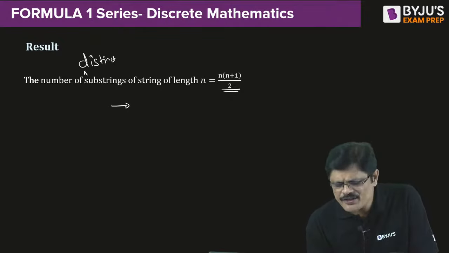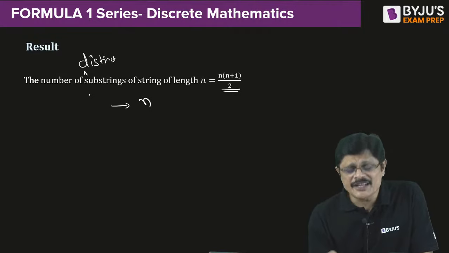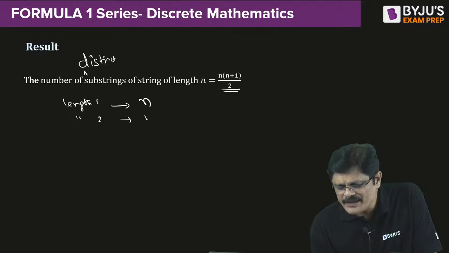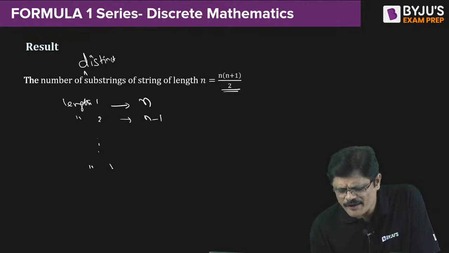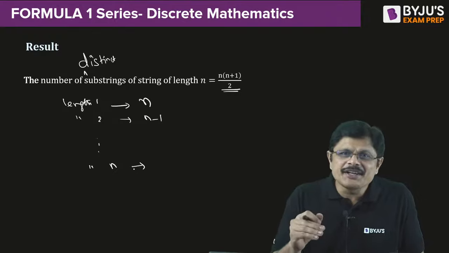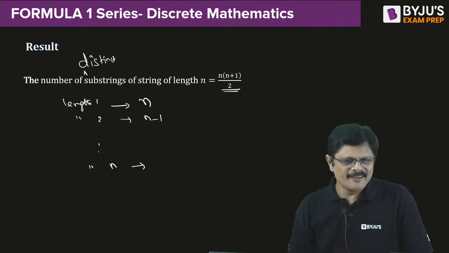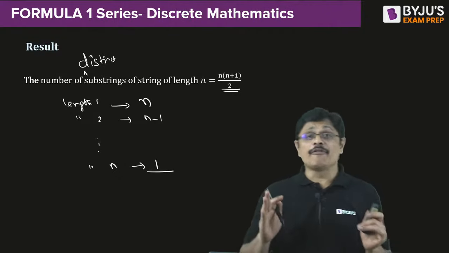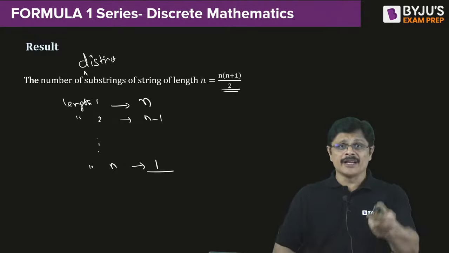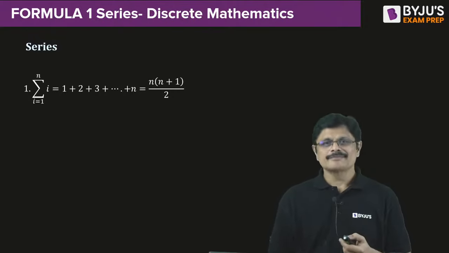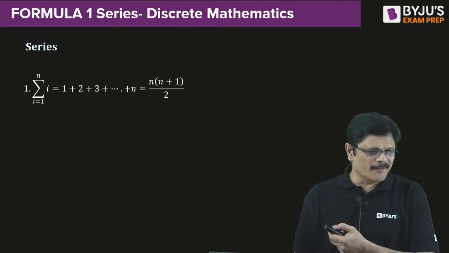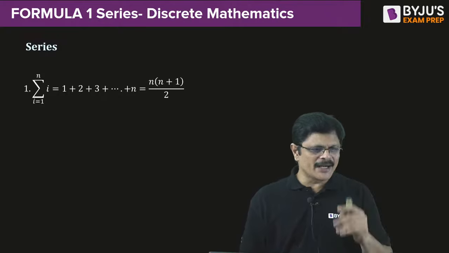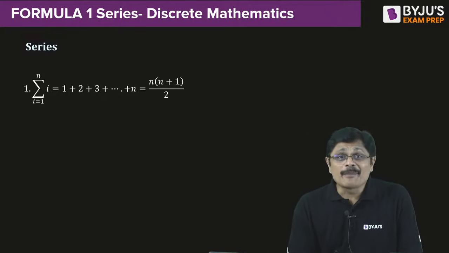See here, substrings of length 1 will be n, substrings of length 2 will be n minus 1. Continuing this way, substrings of length n would be, that is, every string is a substring of itself. That would be 1. And it is the sum of first n natural numbers. If you do not know the formula for the sum of first n natural numbers, don't worry, it is here. This is the formula for the sum of first n natural numbers, my dear friends. And what is the formula? N into n plus 1 by 2.